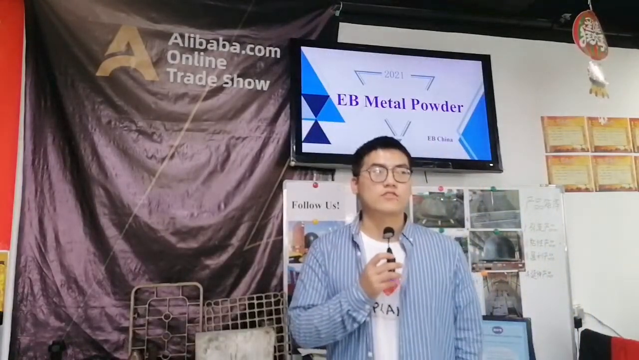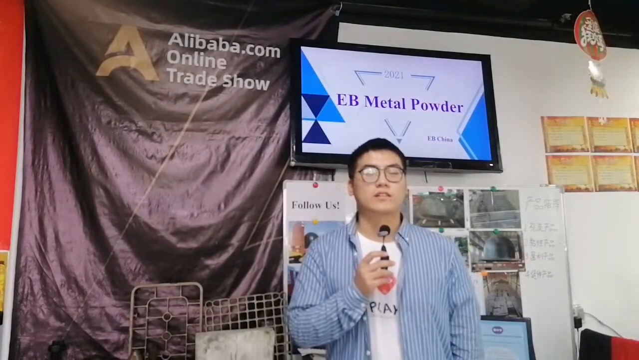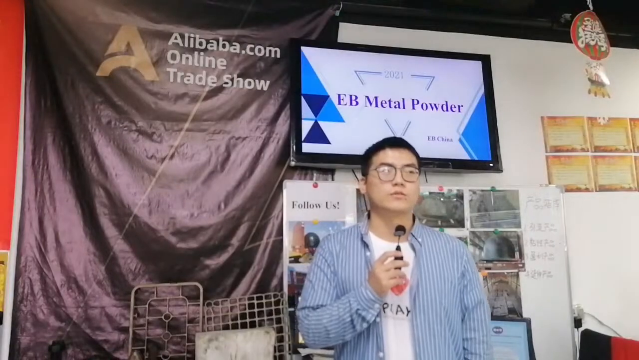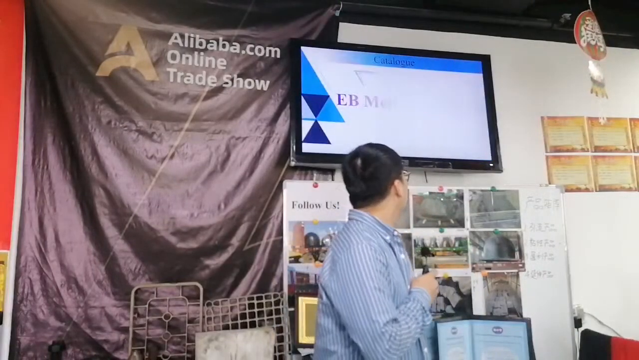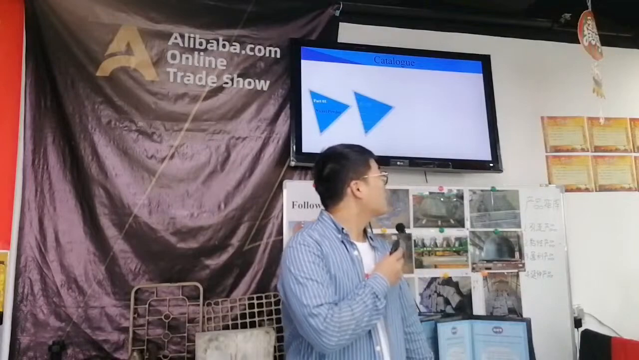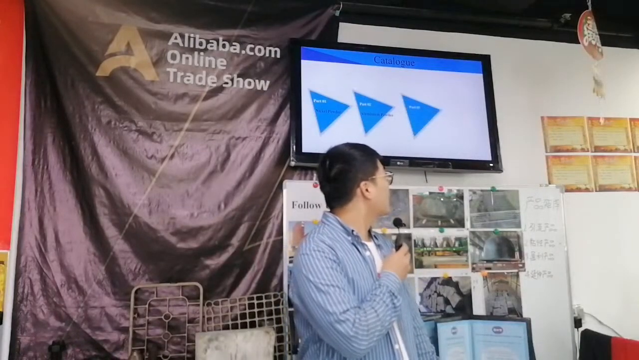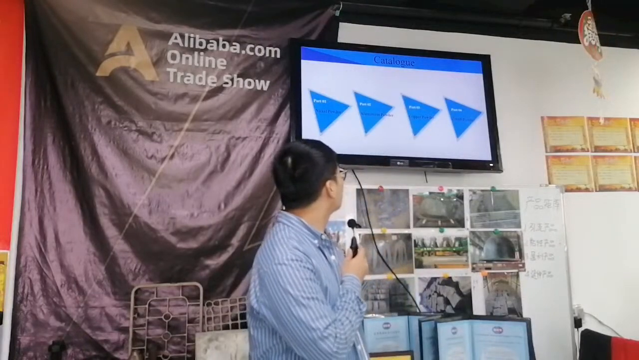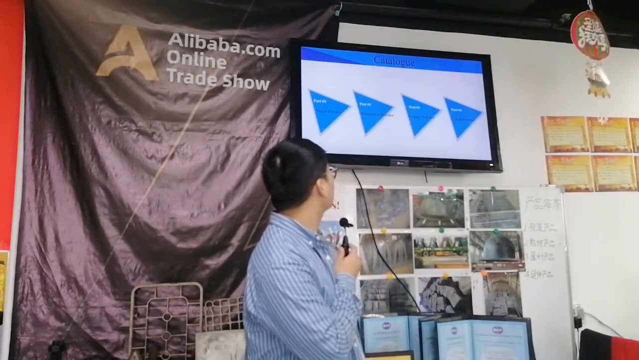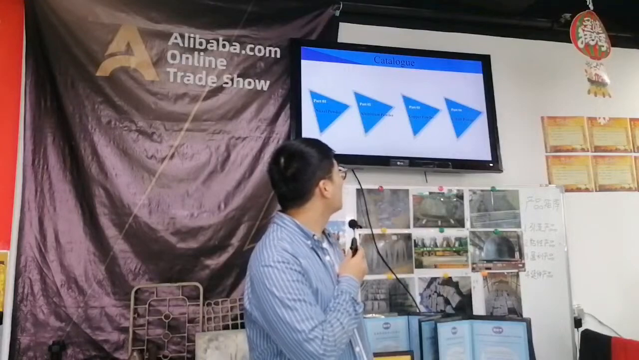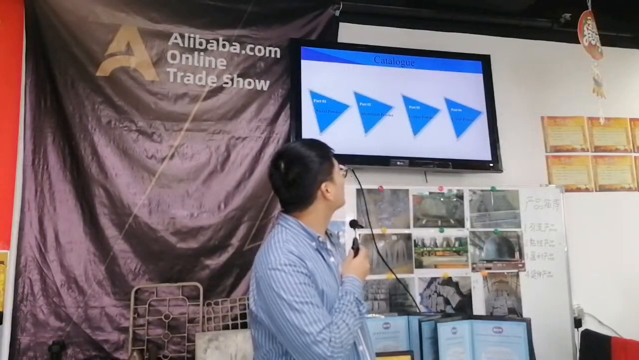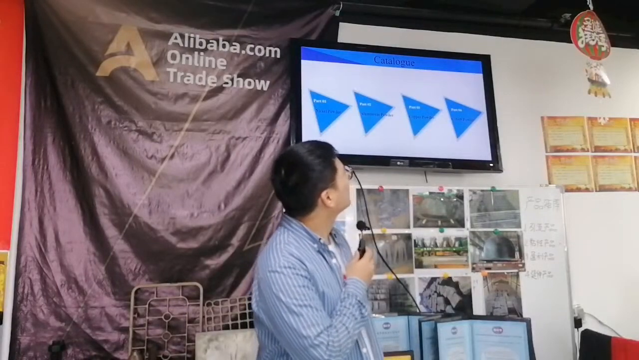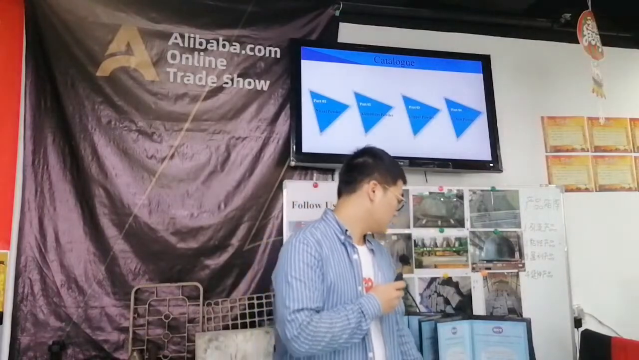Hello, this is Ethan from English channel. Now I will tell you some metal powders we process to you. There are four types of metal powder we produced. The first part is nickel powder, and the second part is aluminum powder, and the third part is copper powder, and the fourth part is about powder.